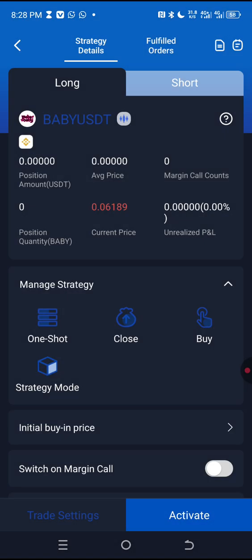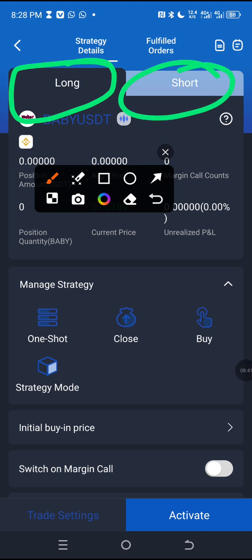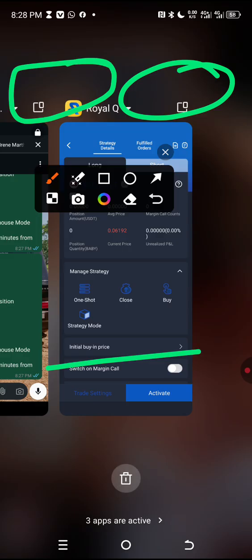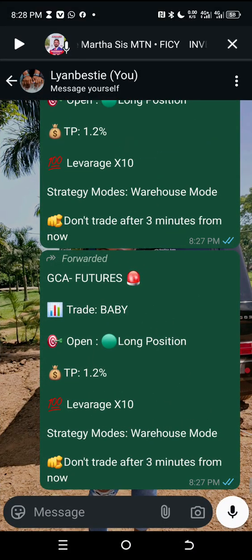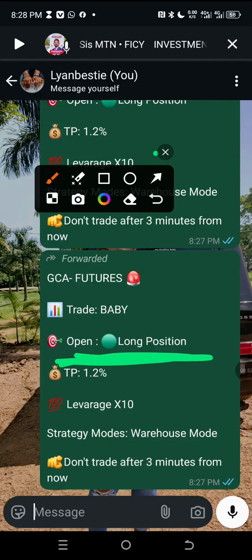I hope you know these things. Then up here, we have long and short. This time they told us it is long. Let's check again to confirm. You see right there, it is long position that we are entering.